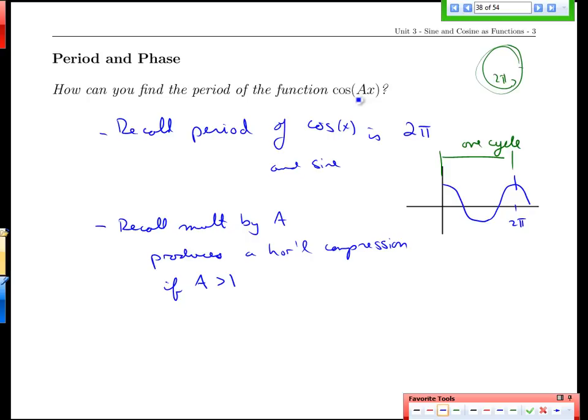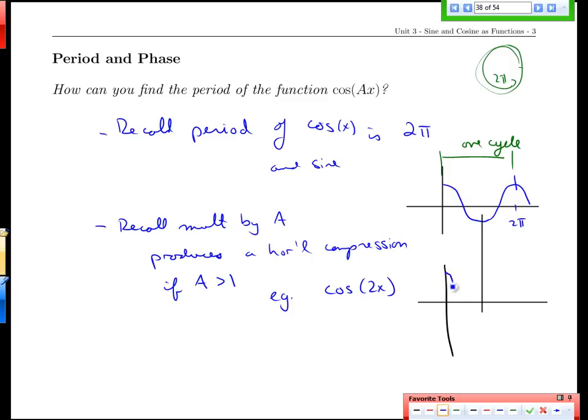So if we put a 2 in here, what would happen? Let's do an example. Let's say we had cos of 2x. Well, what would happen there is x doesn't have to change as much for us to get an input as high as 2 pi. In fact, let's do a little sketch down here to compare.